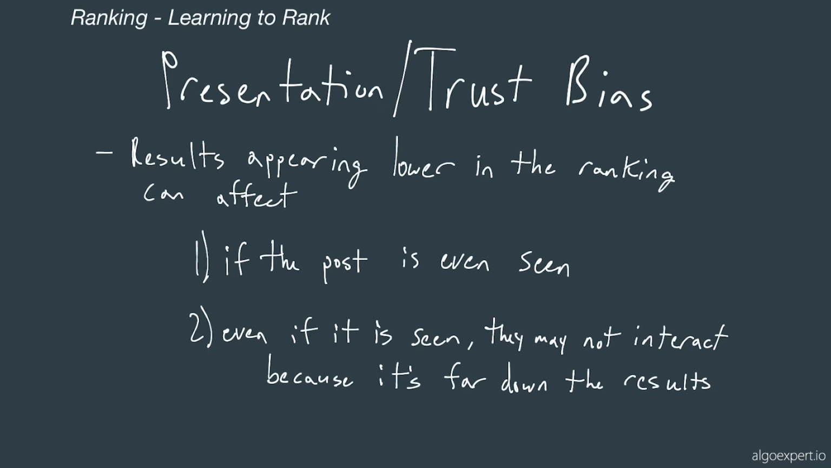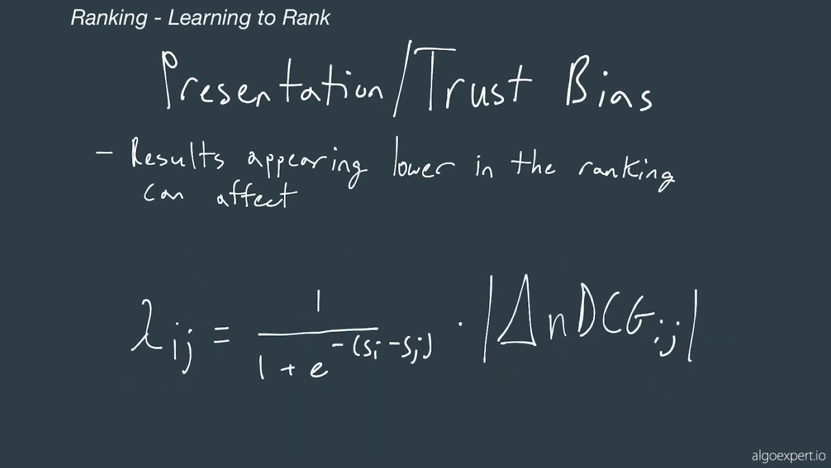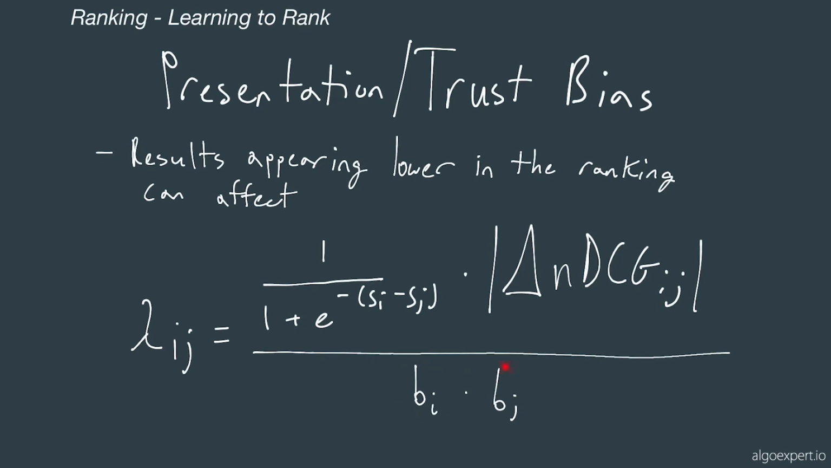So how do we account for this? Well, let's look at our lambda again, and now we're still using NDCG. All we have to do is divide by the biases themselves. Here, B of I, or the bias of I, is the probability that some item in rank I is clicked over some other relevant item that's ranked lower than it. Here, B of J is the same thing as B of I, but in terms of irrelevant items.